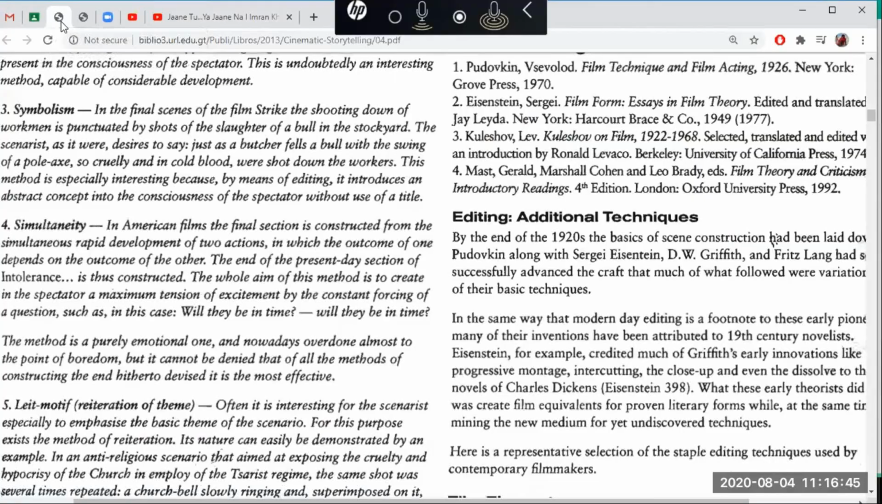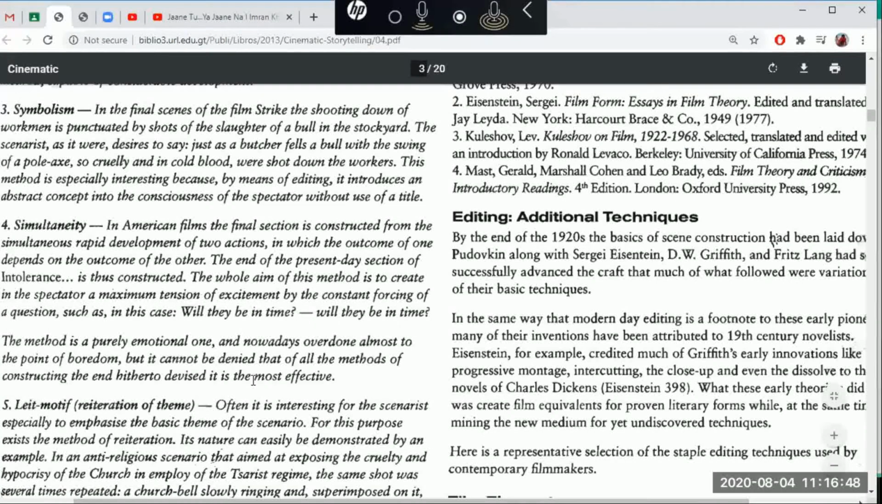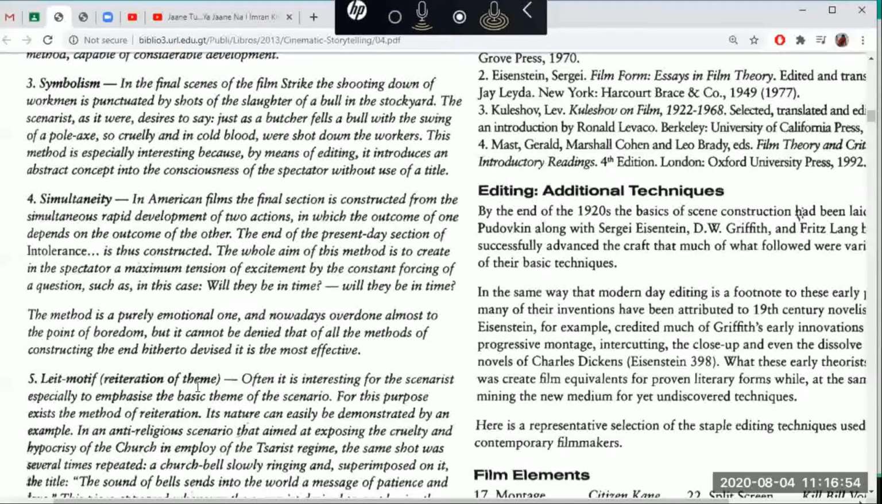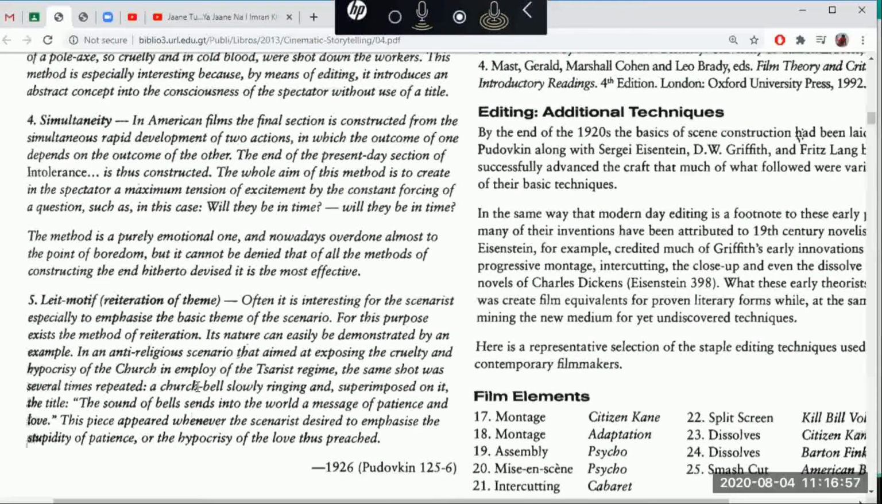The editor, or the filmmaker, actually intercuts between two different situations to enhance the overall impression of the scene. So it says that in the development of two actions, the outcome of one depends on the outcome of the other, and at the end of the day, the overall impact of the two is enhanced, and tension and excitement is created by intercutting simultaneous action.